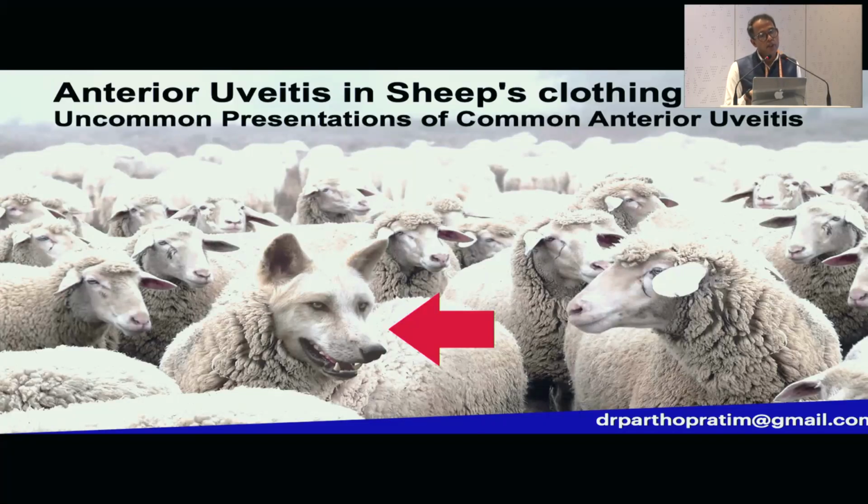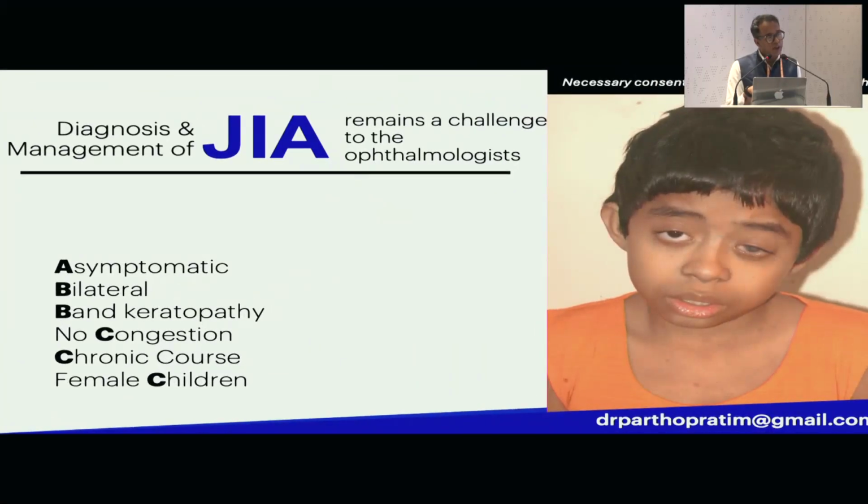Sometimes anterior uveitis can come in sheep's clothing, so pick up the uncommon presentation of common anterior uveitis, which can be very dangerous. One such entity is JIA, juvenile idiopathic arthritis. They come as benign. The child will present with a white eye without any congestion and is relatively asymptomatic, and sadly most of the time they present to us when they have developed a complication, either cataract or secondary glaucoma. They are usually associated with bilateral band-shaped keratopathy and run a chronic course, and an ophthalmologist usually keeps on treating them with topical steroid, which further adds to the problem of the child.